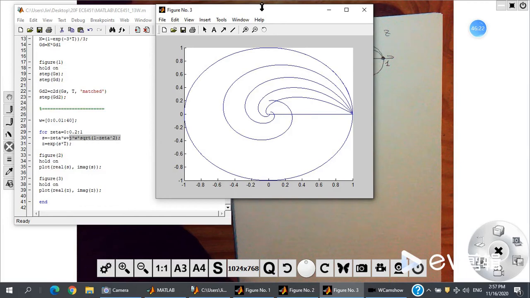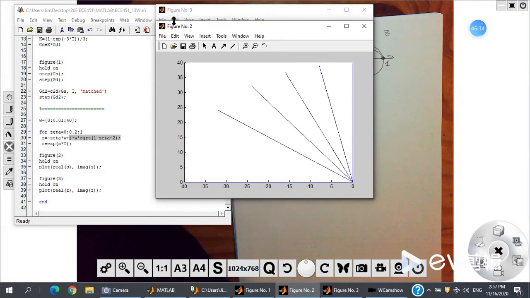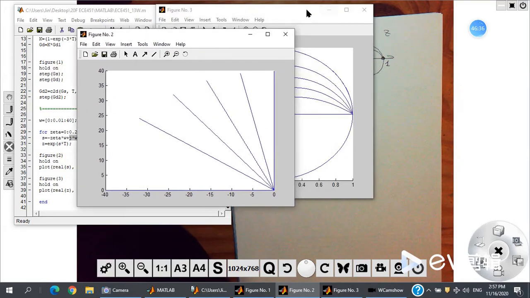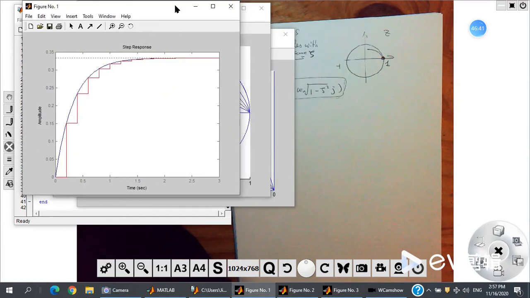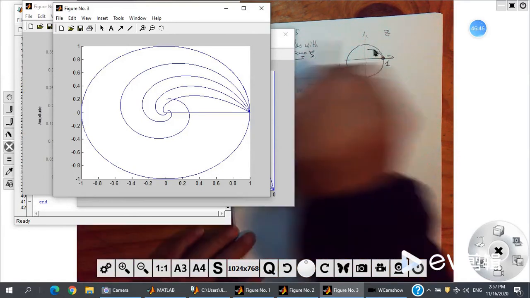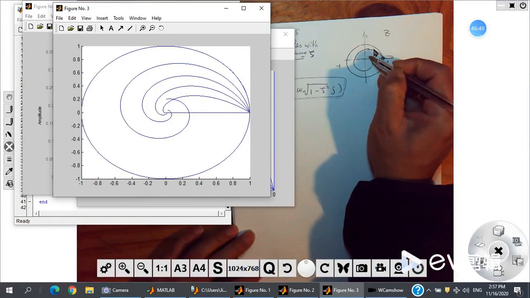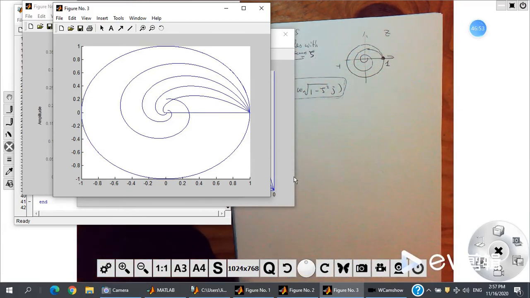You can see both graphs. This is figure 3 and figure 2. Figure 2 is this one. We have several lines. They go to the Z domain, and they will be curves that look like this. Then the outside part, right? This is inside the unit circle.